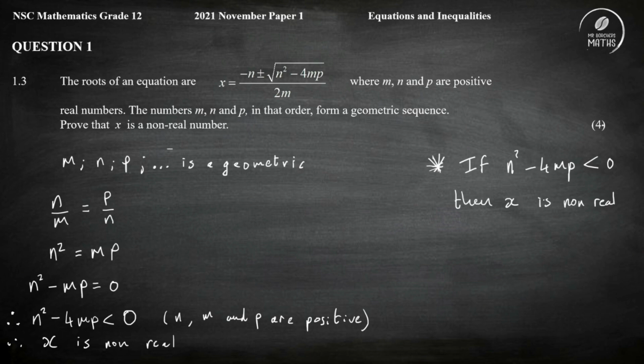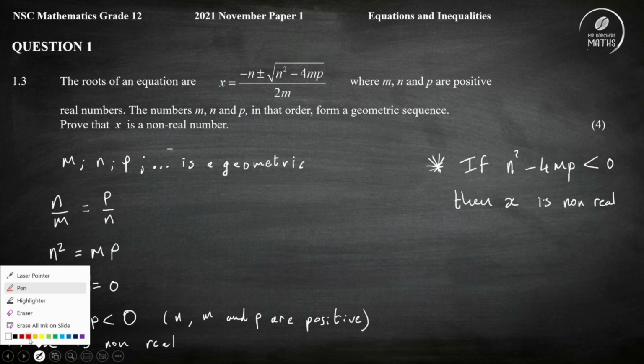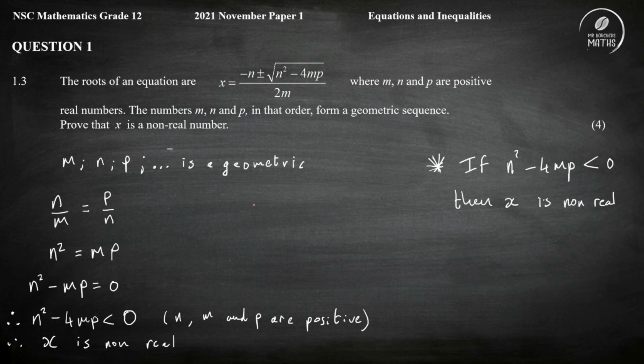Okay, a 4-mark question. Let's have a look at where we would get our marks from. Now, I'm going to give some guidance on where the marks could possibly come from. First of all, setting up the equation of n over m equals p over n, using the fact that m, n and p are the first terms of a geometric sequence to form an equation, there we go, we get a mark. Then to cross multiply and get n squared equals mp, and to simplify to n squared minus mp equals 0, we'd get a mark there.